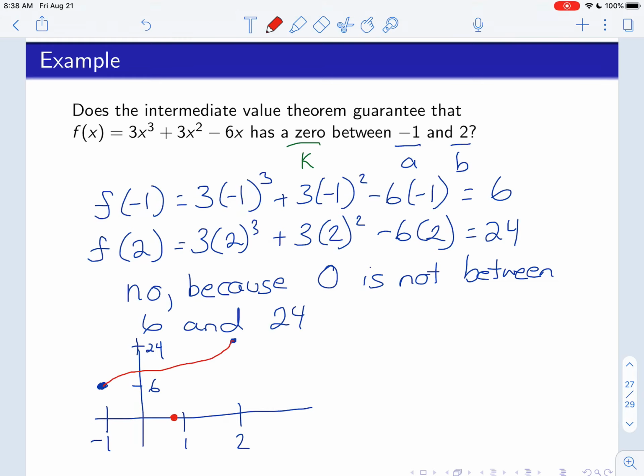Now, just to be real clear about something, it is possible that this function does cross the x-axis. It could conceivably, instead of going straight from one point to the other, go down and back up. But it doesn't have to, and that's the key point here. The intermediate value theorem only tells us what the function has to do. And in this case, it doesn't have to go down to the x-axis. It could, but it doesn't have to. It only has to go through the numbers in between 6 and 24, and it can't avoid any of them. So for this one, we say no.